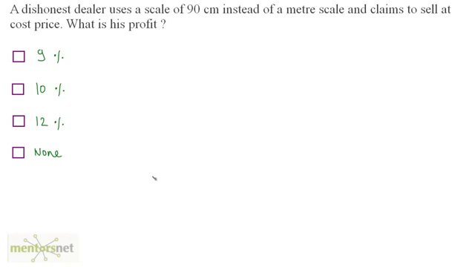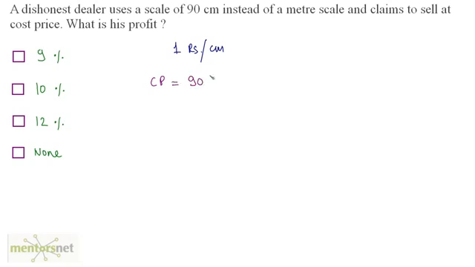A dishonest dealer uses a scale of 90 centimeter instead of a meter scale and claims to sell at cost price. What is his profit? First of all, let us assume that the price at which this dealer buys this scale is 1 rupee per centimeter. So the cost at which he buys any material that he measures using this scale is basically 1 times 90. So cost price is 90.